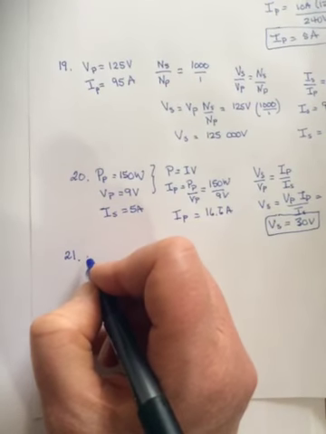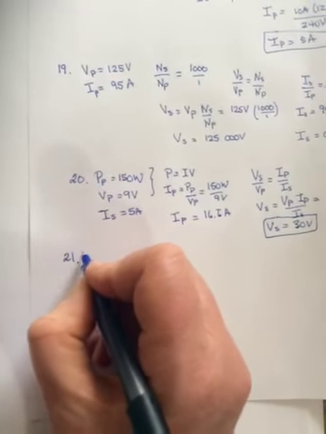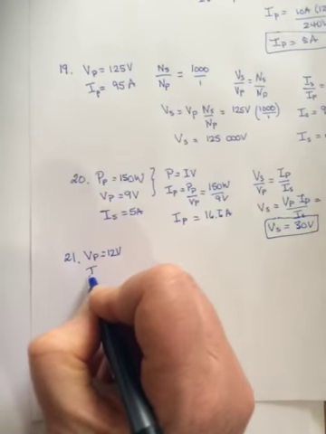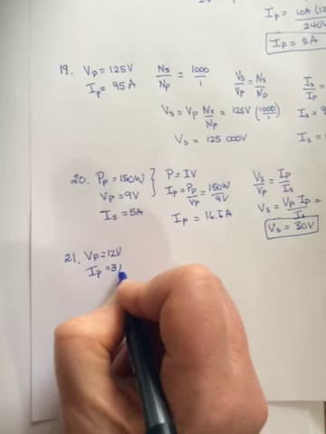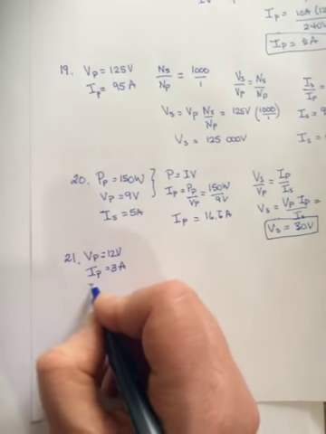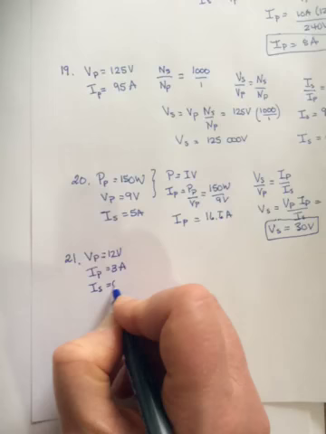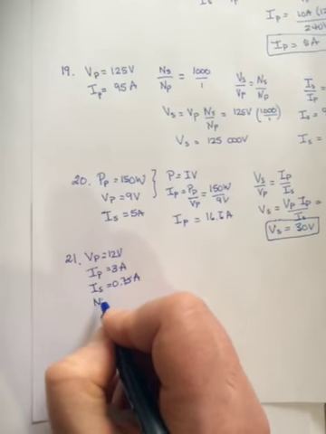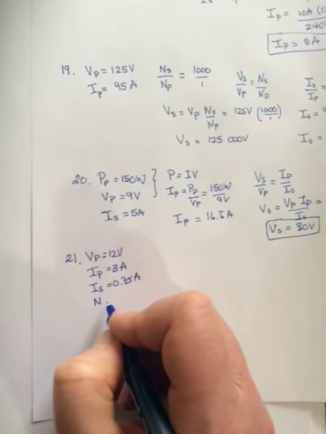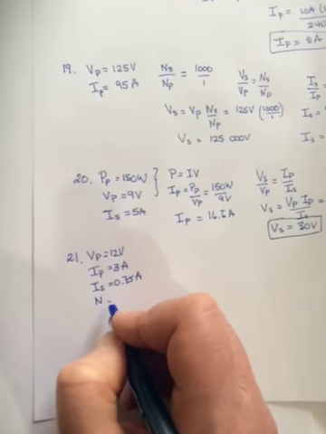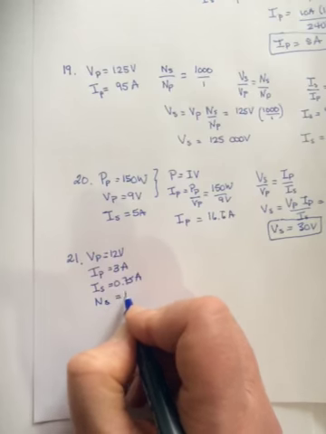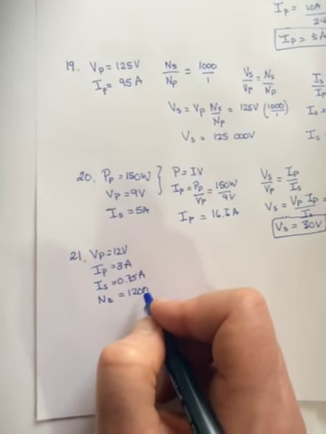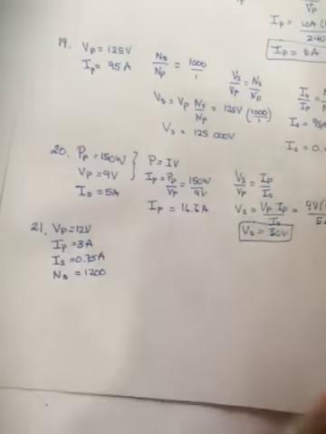Okay, number 21 says the transformer has an input voltage and current, so V primary is 12 volts and I primary is 3 amps respectively, and an output current, Is, of 0.75 amps. There are 1,200 turns on the secondary. How many turns on the primary?